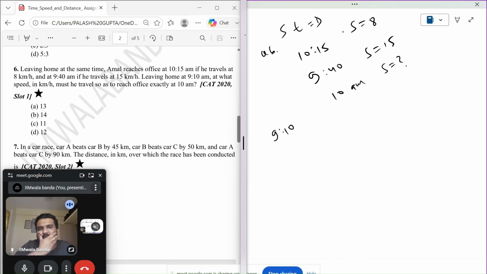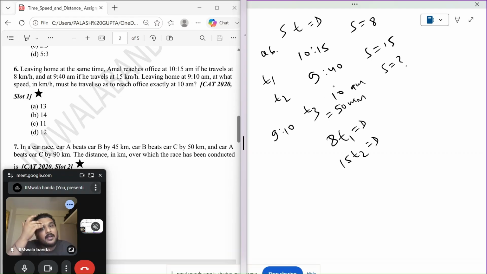Let's just see the whole scenario in equations. 8 is the speed, t1 is the time he takes to cover the same distance, and 15 is the speed, t2 is the time he takes to cover the distance. t1, t2, t3. And t3 we know is 50 minutes. And we know t1 and t2: he's leaving at the same time, and t2 is 35 minutes less than t1.